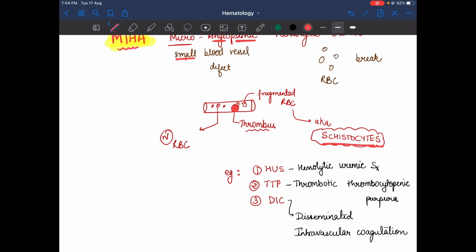Fragmented RBCs are known as schistocytes. Examples of MAHA are HUS, hemolytic uremic syndrome, TTP, thrombotic thrombocytopenic purpura, and DIC, disseminated intravascular coagulation. These are the examples of MAHA, meaning small blood vessel defects. Due to the small blood vessel defect, fragmentation of red blood cells occurs, and fragmented RBCs are known as schistocytes. Examples of MAHA are HUS, TTP, and DIC.